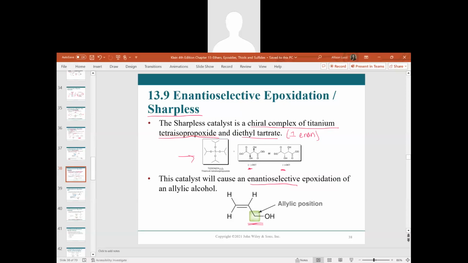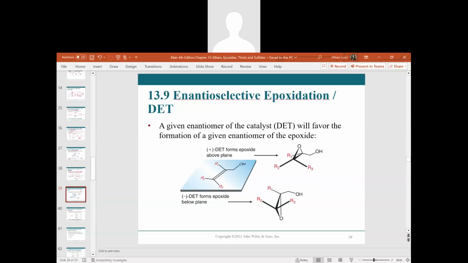So this is what Sharpless discovered, and this is how we utilize these chiral catalysts, so that if we used a positive enantiomer for the DET, we could form our epoxide above the plane. We can keep track of our R groups, R1, R2, and R3, and this epoxide formation above the plane. If we use the negative DET enantiomer, then we would form our epoxide below the plane of the pi bond.